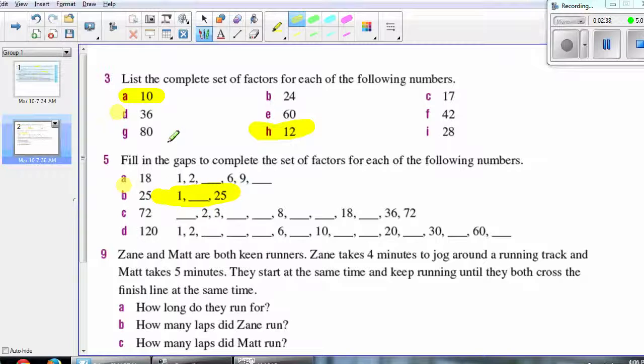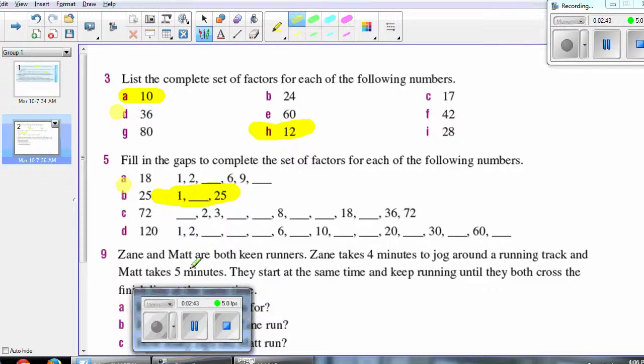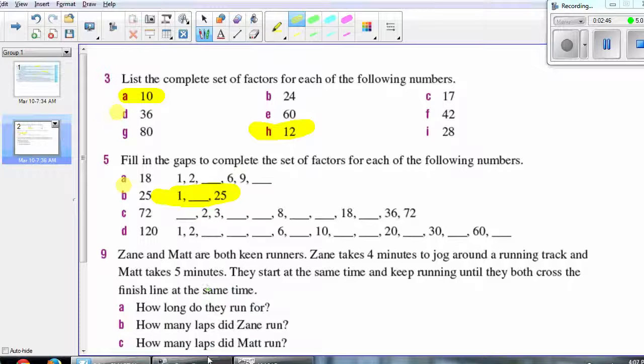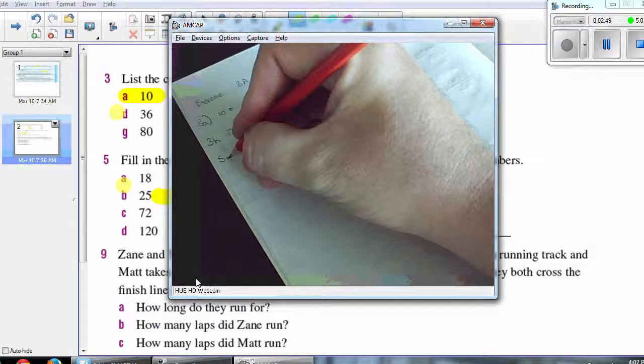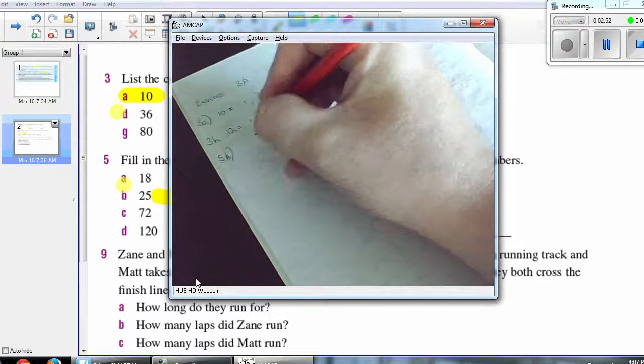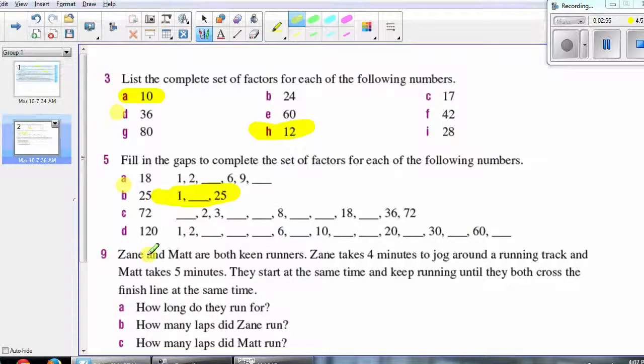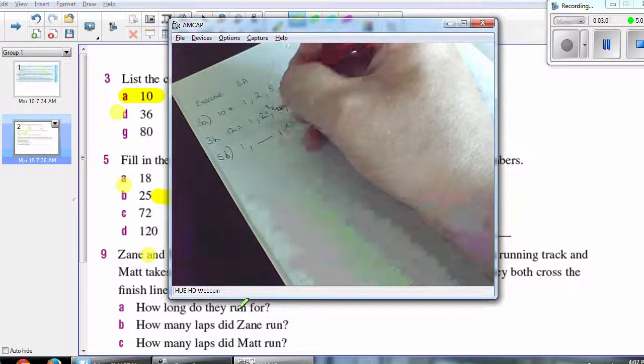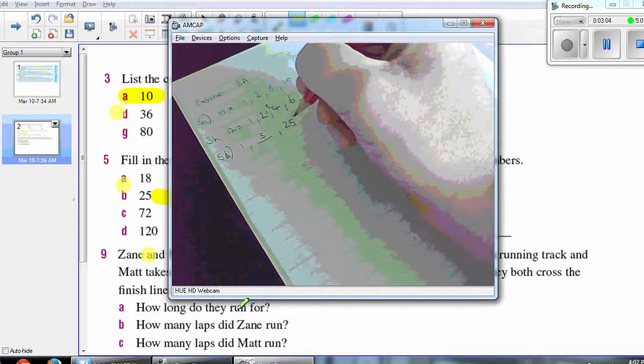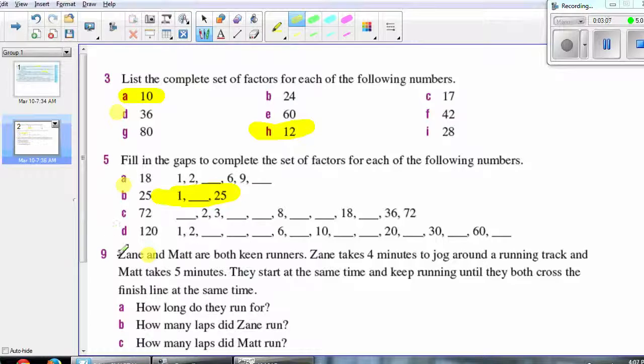Let's have a look at question 5. Fill in the gaps to complete the set of factors for each of the following numbers. So here for 25, we're looking for a number between 1 and 25 that could fit in there. And the number for that would be 5. Any number that ends in a 5 is divisible by 5. So for this one, was that A? No, that was B. 5B, I would copy that out. 1, comma, line, comma, 25, and I'd put the answer in there like that.